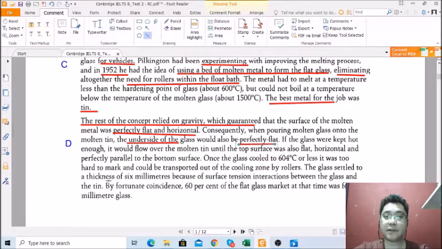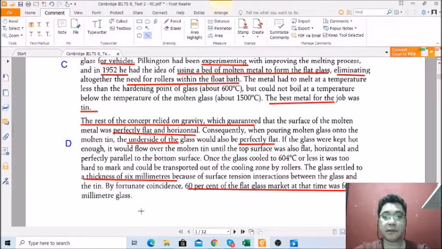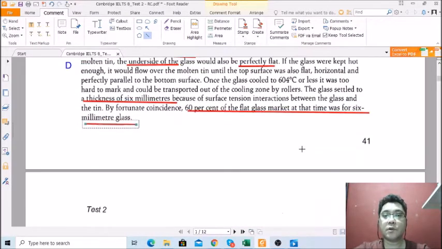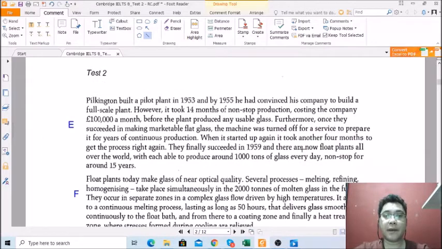The glass settled to a thickness of 6 millimeters because of surface tension interaction between the glass and the tin. By fortunate coincidence, 60% of the flat glass market at the time was about 6 millimeter glass. So as you can see here, we've tried to underline words and also phrases that are considered very important to define what the paragraph is all about. Okay, let's go on to E now. I'll give you 2 minutes.